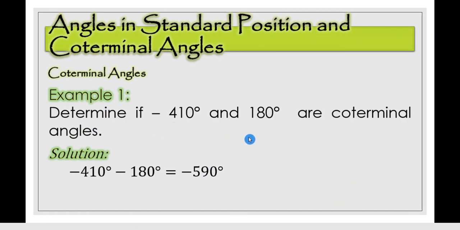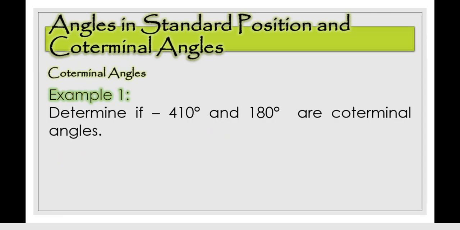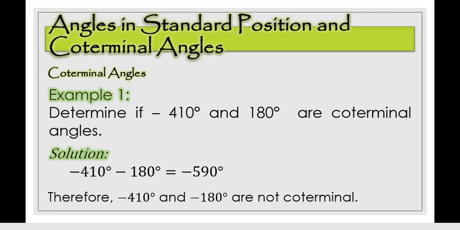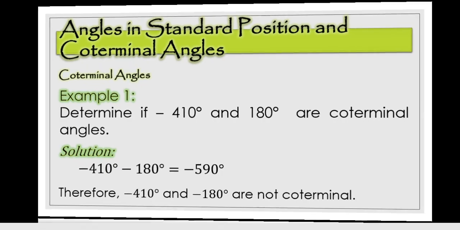Determine if negative 410 and 180 degrees are coterminal angles. So, para natin malaman kung sila ay coterminal angles, kailangan ipag-subtract natin yung dalawang angles. So, negative 410 degrees minus 180 degrees is equal to negative 590 degrees. Is negative 590 degrees a multiple of 360? No. So, that's why they are not coterminal.